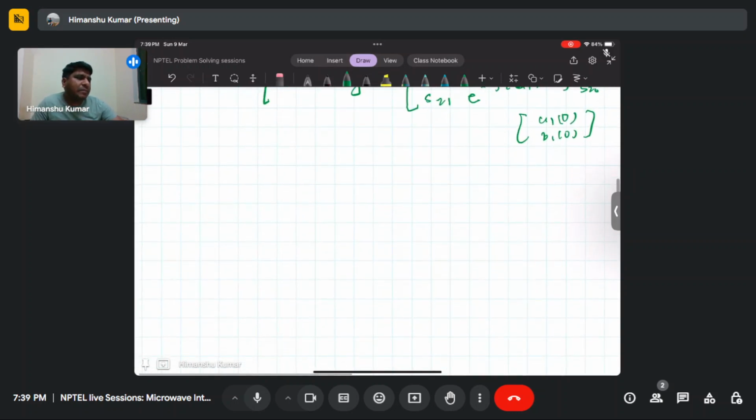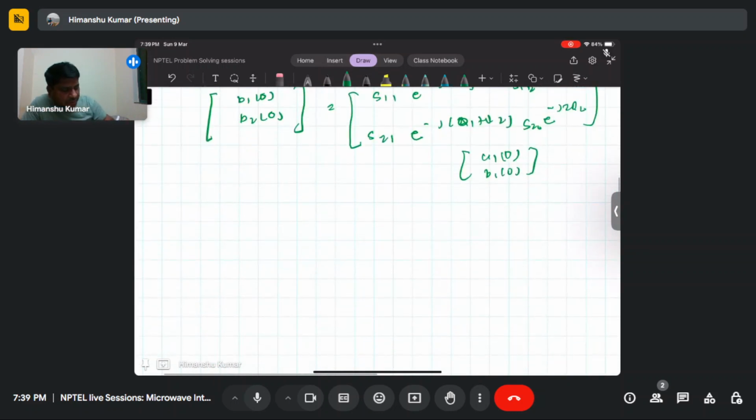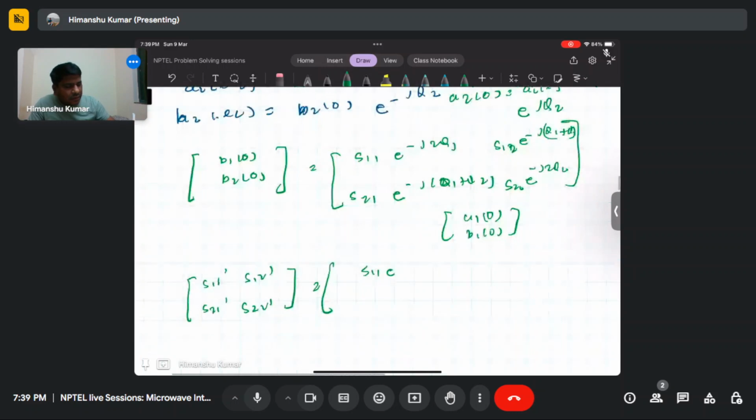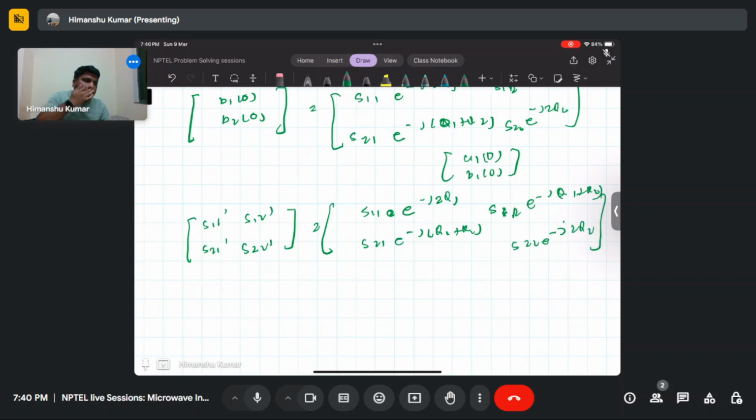Similarly, we can write in terms of L1. So we can compare the S11 parameter. If we compare, S11 prime, S12 prime, S21 prime, S22 prime will be equal to S11 exponential of minus j times 2 theta 1, S12 exponential of minus j times theta 1 plus theta 2, S21 exponential of minus j times theta 1 plus theta 2, and S22 exponential of minus j times 2 theta 2. So these are your S parameters in terms of that.